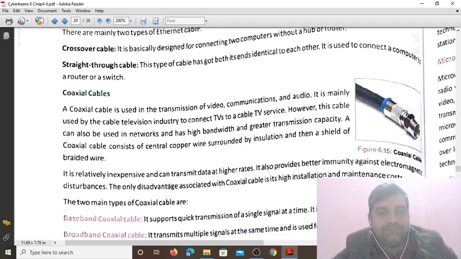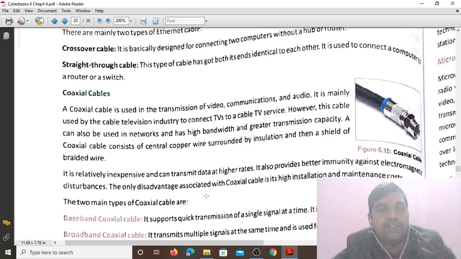It is inexpensive and can transmit data at a higher rate in comparison to the straight through cable. It also provides better immunity against electromagnetic disturbance. Electromagnetic disturbance means, suppose you are at a place where high voltage current is flowing, like the transmission lines. The transmission lines around generate a magnetic field, and that creates a disturbance.